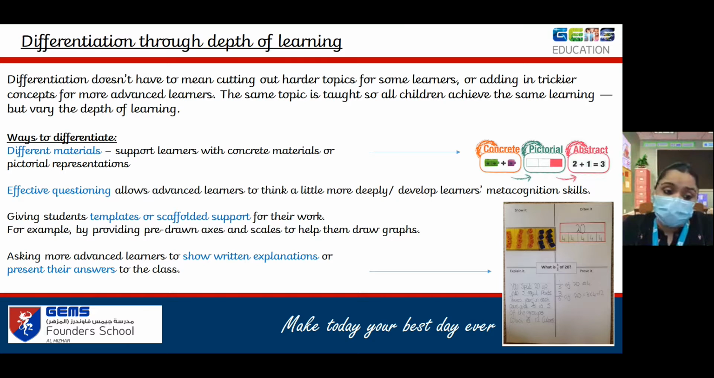The next way to differentiate could be giving students templates or support for their work. For example, the teacher can give them a pre-made template about a topic, and then the children can work on it. And then, of course, the last step, as I told you earlier about the reasoning part: the teacher will provide them with reasoning questions and the children show their written explanations for it, or they present their answers in a particular format to their class or their friends at the same table.